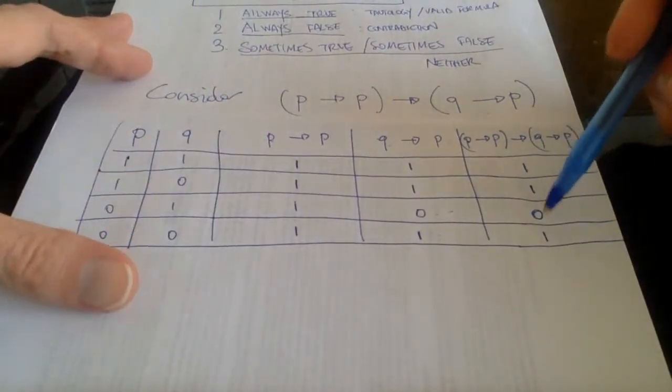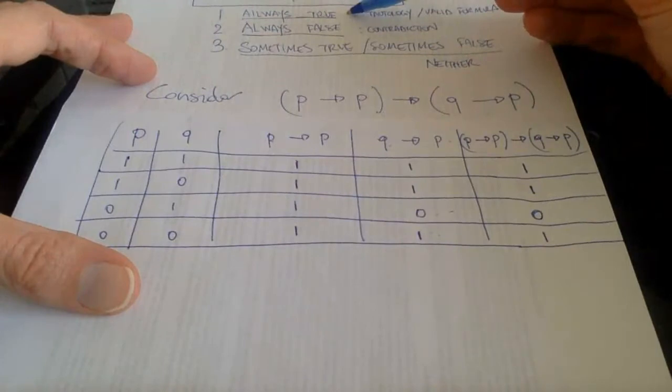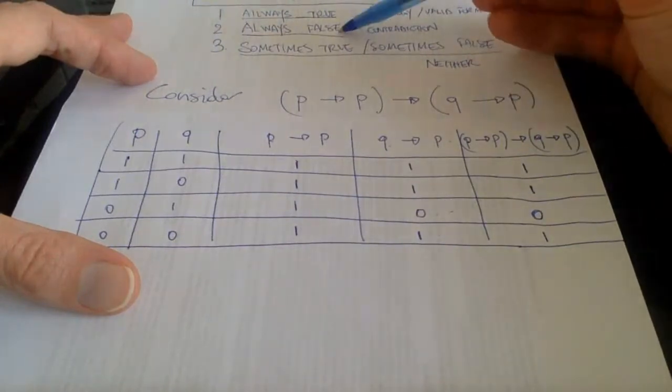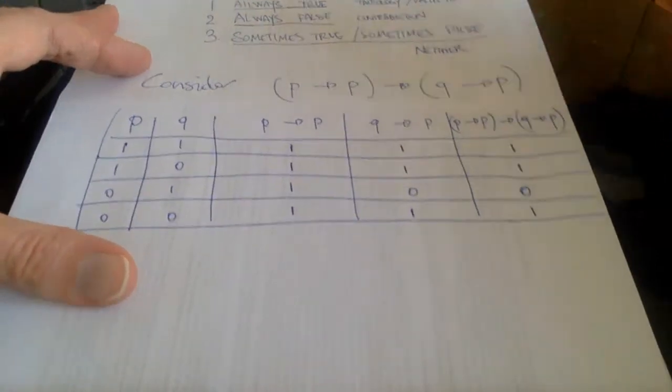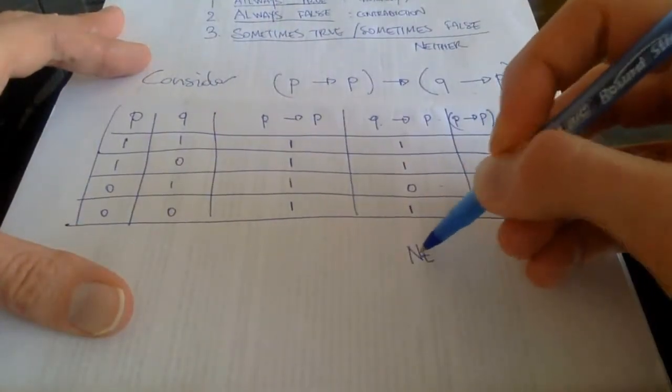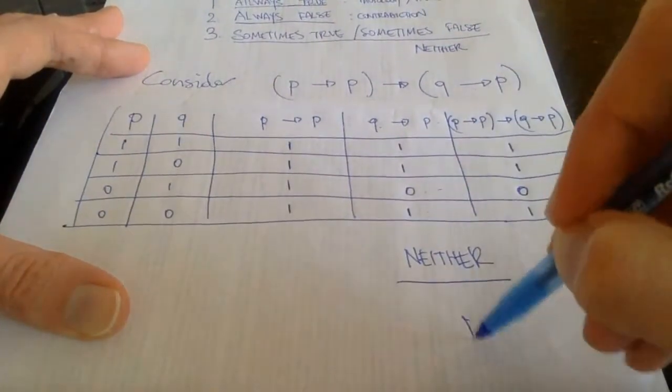Now we can see that this formula here is not always true, is not always false, but it is sometimes true and sometimes false. So the answer here is that this formula is neither. And we are done.